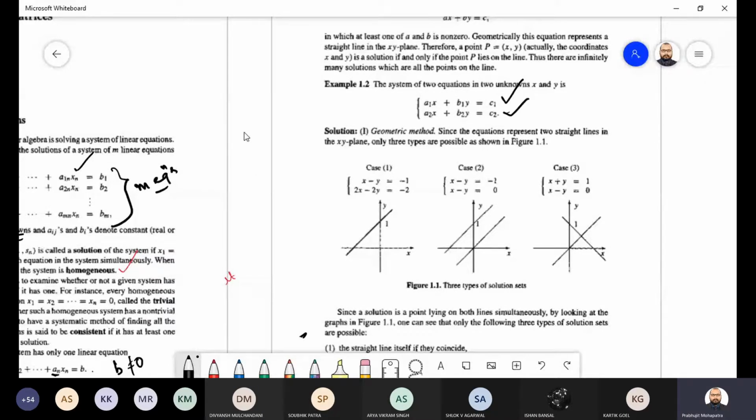First, they will intersect at one point. Take two pens or two fingers and check: either they will cross each other, or they will be parallel and never touch each other, or they will coincide, one lying upon the other. These are the three possible cases. Here you have a unique solution, here you have no solution, and here you have an infinite number of solutions.